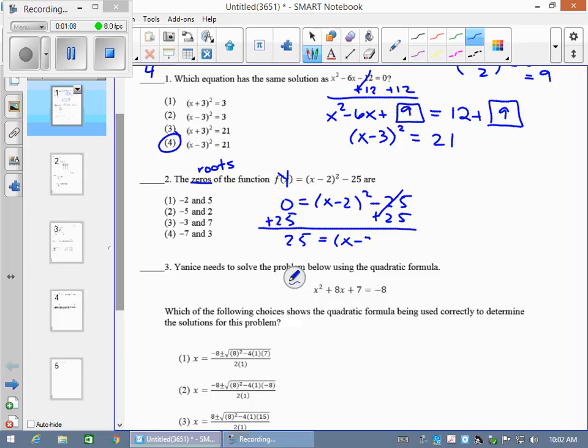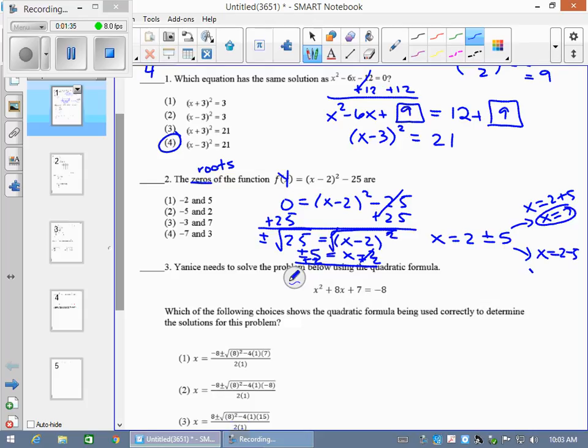And then take the square root of both sides, not forgetting that we have plus or minus at the square root of 25. So I'm going to get plus or minus 5 is equal to x minus 2. If I add the 2 to both sides, I get x is equal to 2 plus or minus 5, which is going to give me 2 solutions. X equals 2 plus 5, so I get one answer of positive 7, and x equals 2 minus 5, and another root of negative 3. So 7 and negative 3, choice 3 would be our answer.